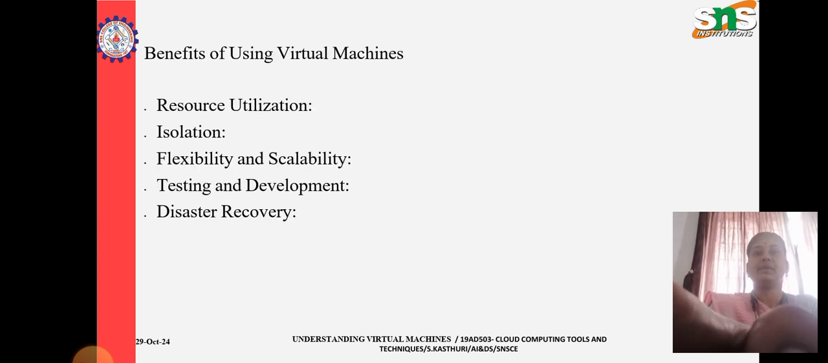Next are the benefits of using virtual machines. First is resource utilization. VMs allow multiple OS instances to run on a single server, optimizing hardware usage and reducing cost. Second is isolation. VMs are isolated from one another, meaning issues in one VM, for example, crashes or malware, do not affect others.